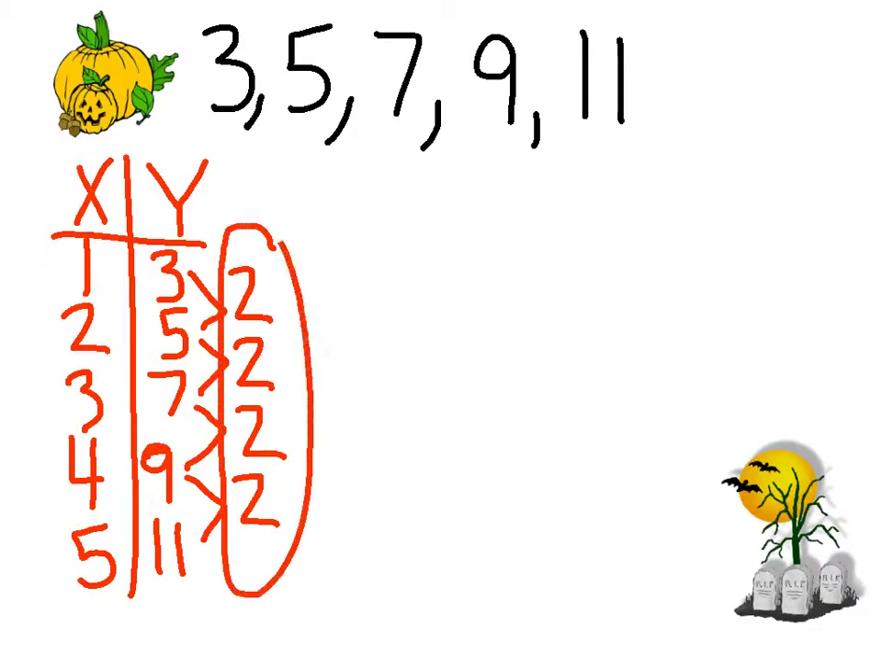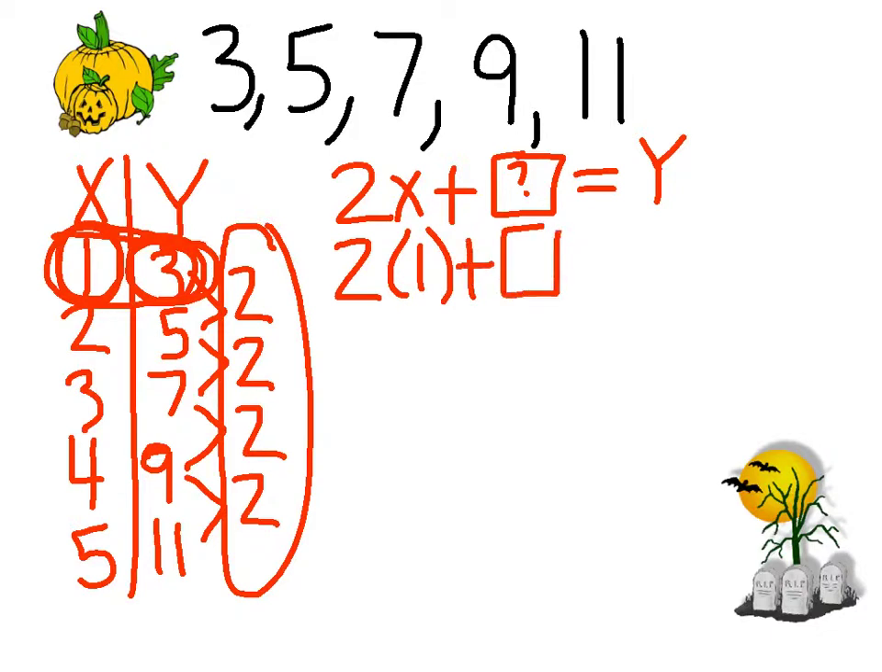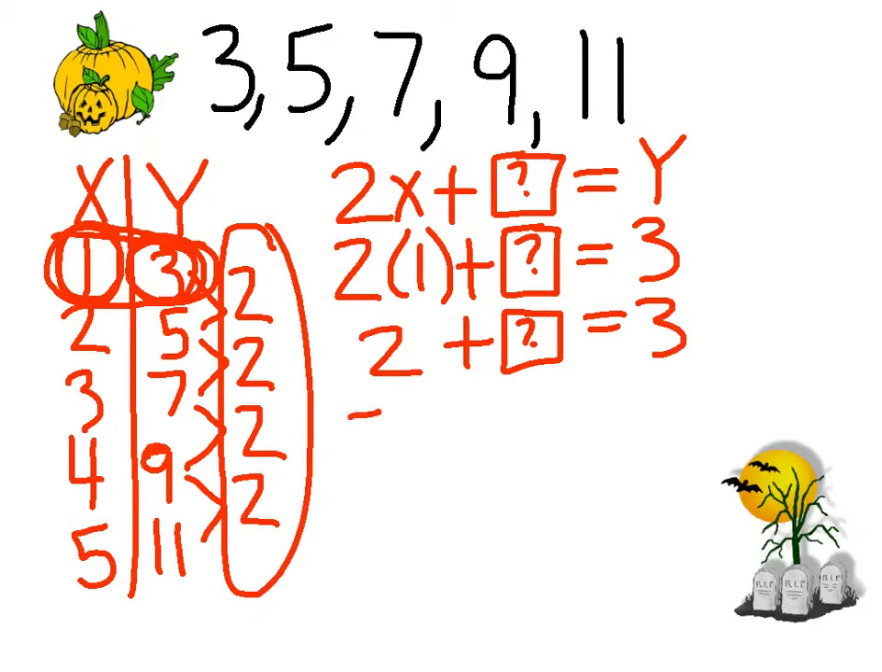We need to find our coefficient, which we just did. The difference between the y values is our coefficient. So that means we'll have 2x plus our number is equal to y. Now all we need to do is find that number. To do that, we're going to plug in one of our ordered pairs. So we plug 1 in for x. We plug 3 in for y. We'll have 2 times 1 plus that number is equal to 3. 2 times 1 is just 2. We subtract 2 from both sides. And so our number should be 1.